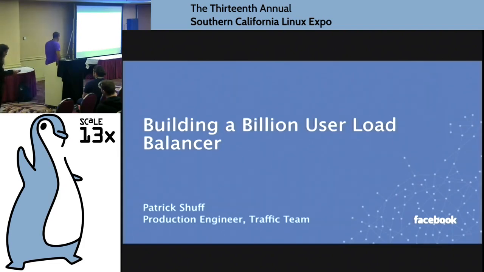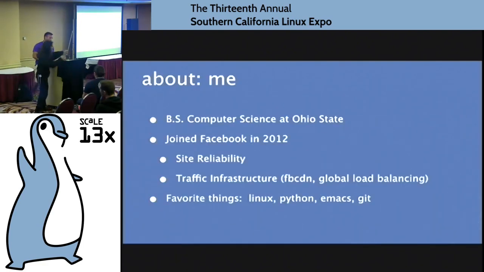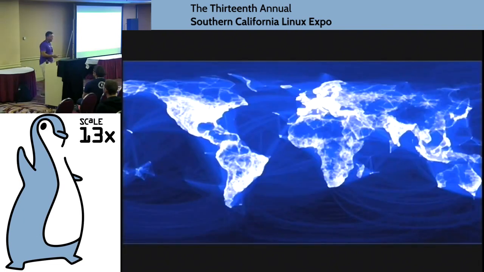Thanks, Phil. So yes, this talk is building a billion-user load balancer. My name is Patrick Shuff, and I work on the traffic team at Facebook. A little bit about me. I've got a BS in CSE from Ohio State. I joined Facebook in late 2012, and I worked on the site reliability team for a little while, and then I had an opportunity last year to move to one of the teams that was most interesting to me, traffic. And some of my favorite things in order, and Jimmy already knows this, Linux, Python, Emacs, and Git.